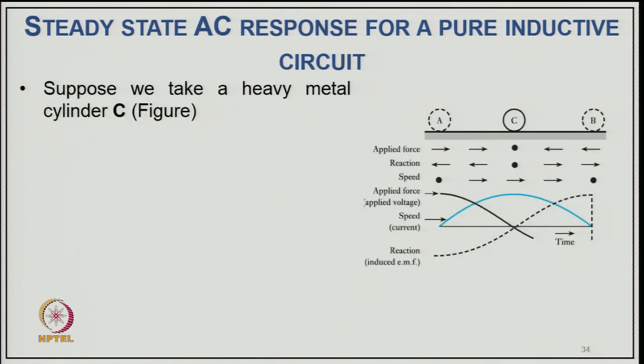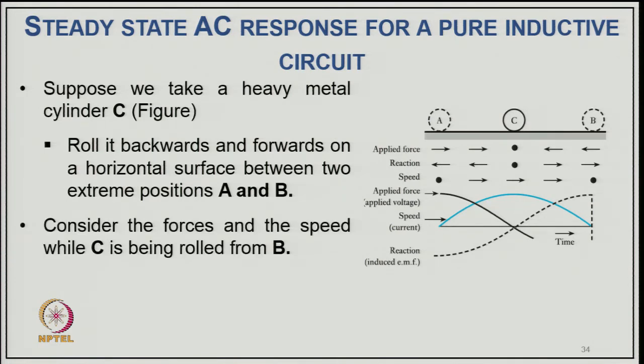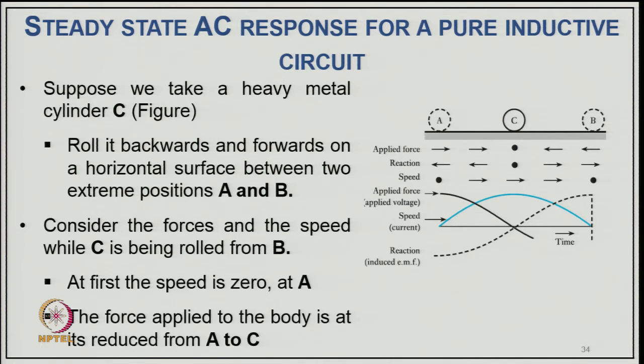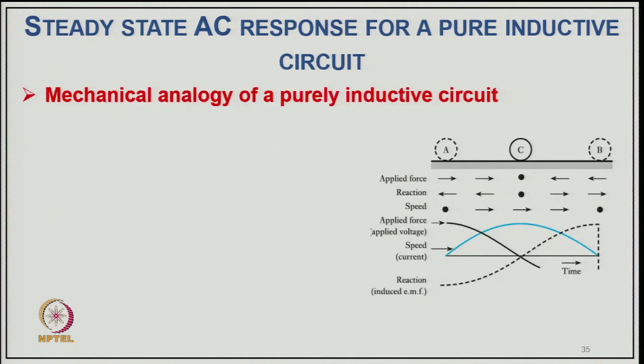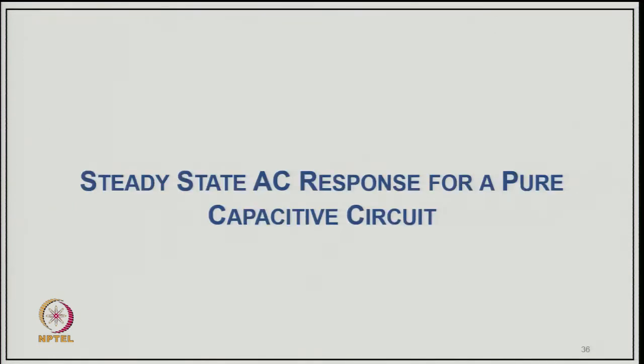Here we can take a typical analogy. Suppose we take a heavy metal cylinder C and roll it back and forth on a horizontal surface between the two extreme positions A and B, and consider the forces and the speed while C is being rolled. At first the speed is 0 at A, and then the force applied to the body is reduced from A to C. You can call it the mechanical analogy of a pure inductive circuit. So, the applied force is reduced until it is 0 when C is midway between A and B, and C ceases to accelerate, and again it attains maximum speed from left to right. Well, that is the analogy with the mechanical system for an inductive circuit.